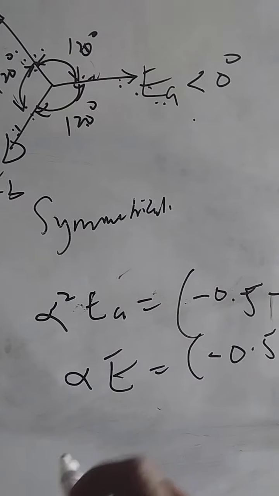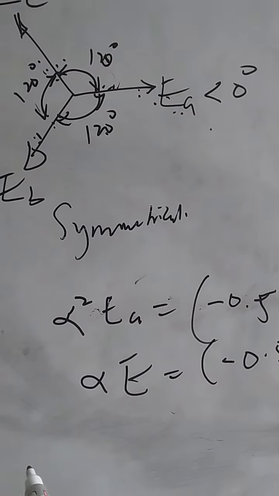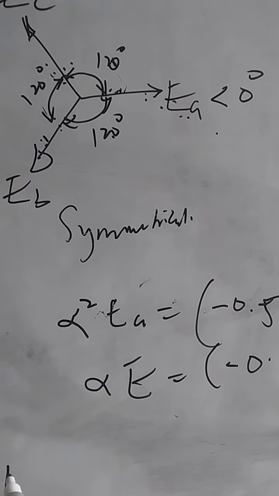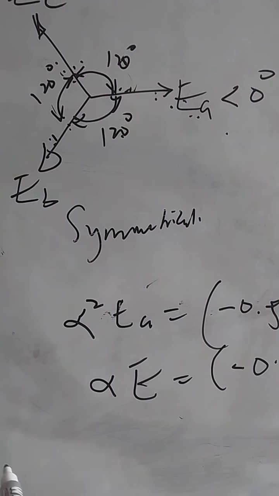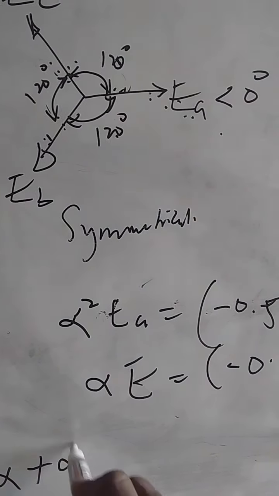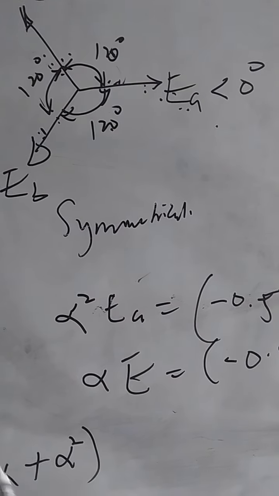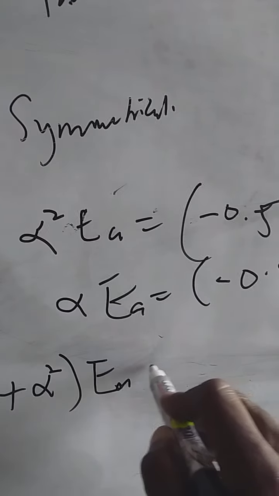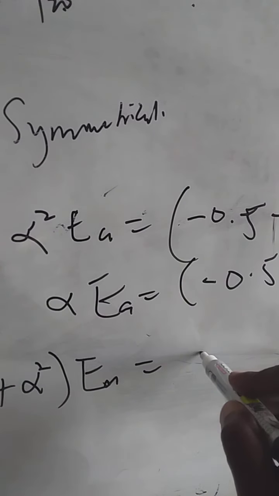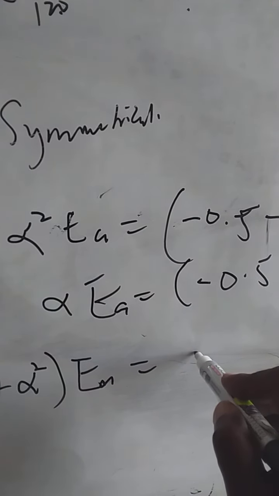So if you now add this together, that is, you have one, alpha plus alpha squared is equal to, when you add this together, what will you have? When you add this together, you have minus 1.